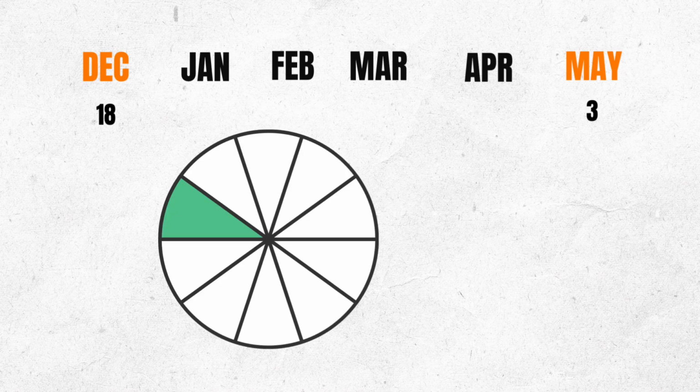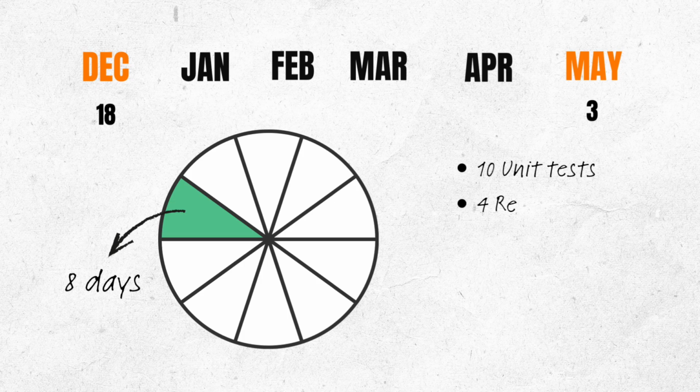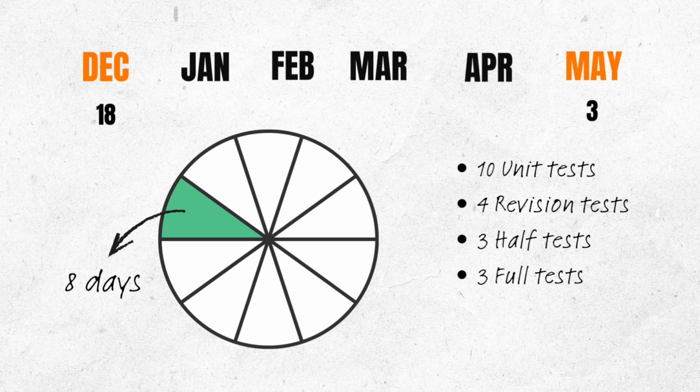For the sake of convenience, NEET syllabus is divided into 10 blocks. For studying each block, you will get 8 days. And you will write 10 unit tests for 10 blocks, 4 revision tests, 2 half portion tests for class 11 and 1 half portion test for class 12 and finally 3 full portion tests. So totally you will write 20 tests. I will explain how you need to write these tests in this video. Don't worry about it. Okay, now let us look at the schedule.